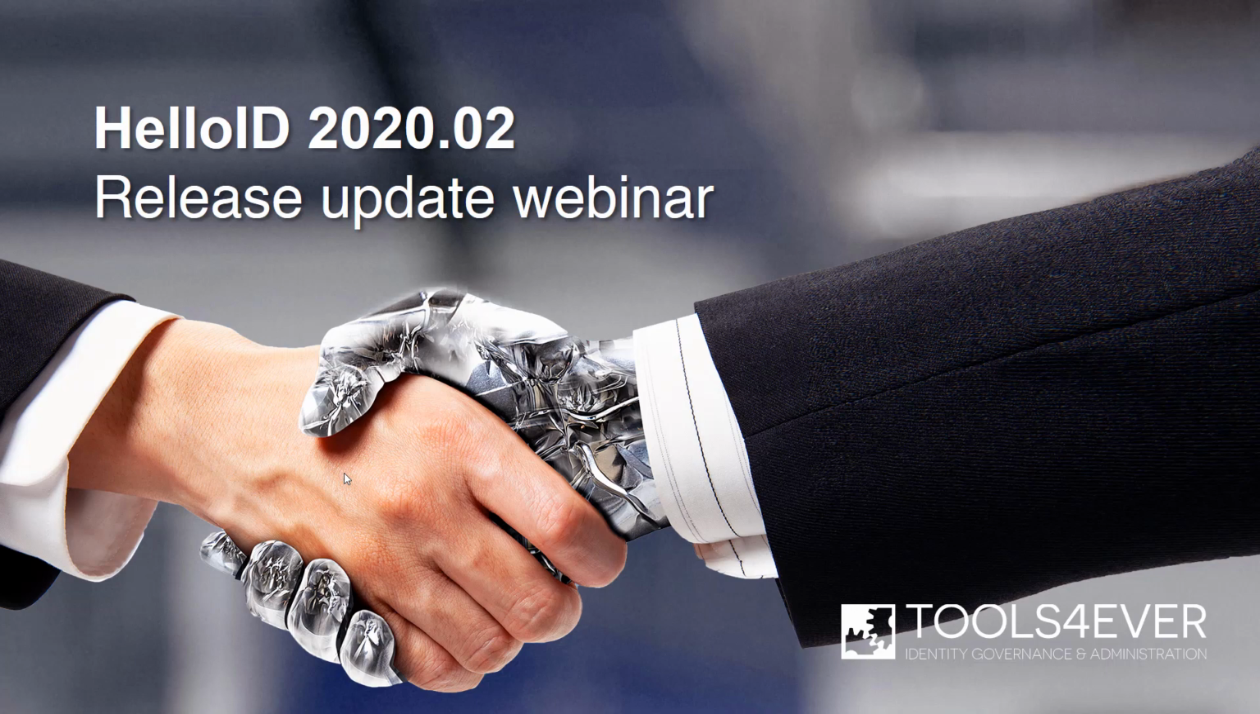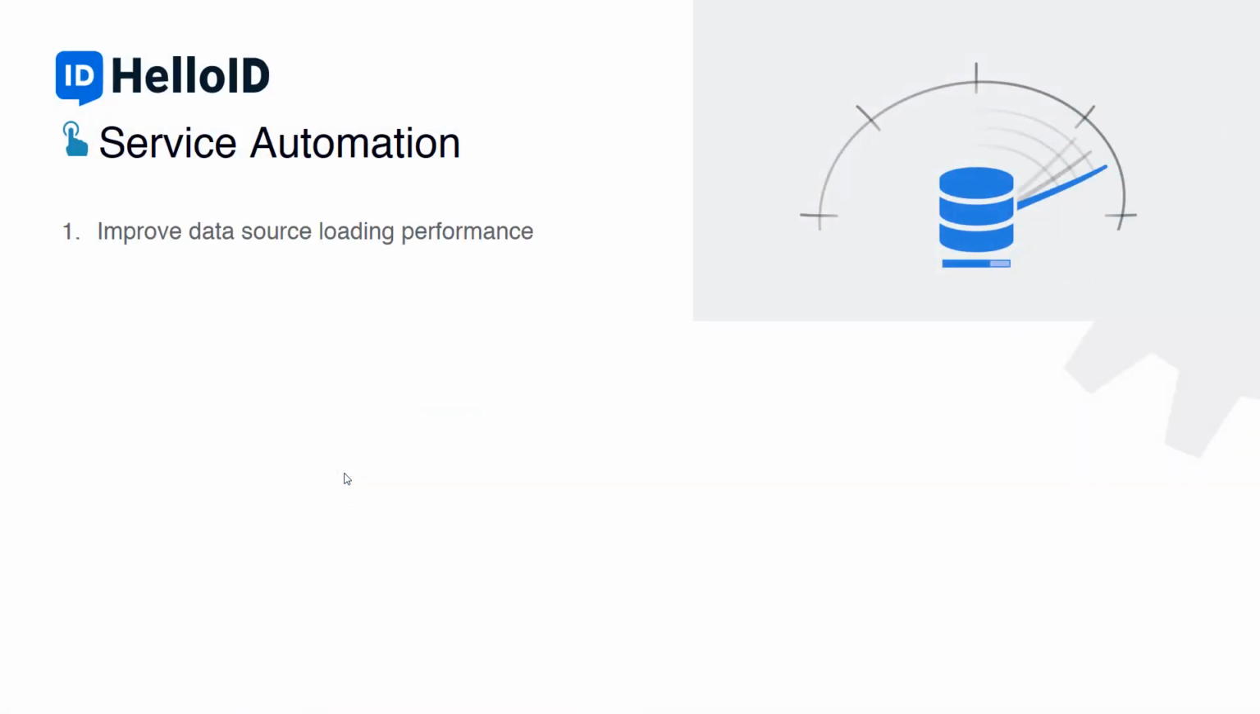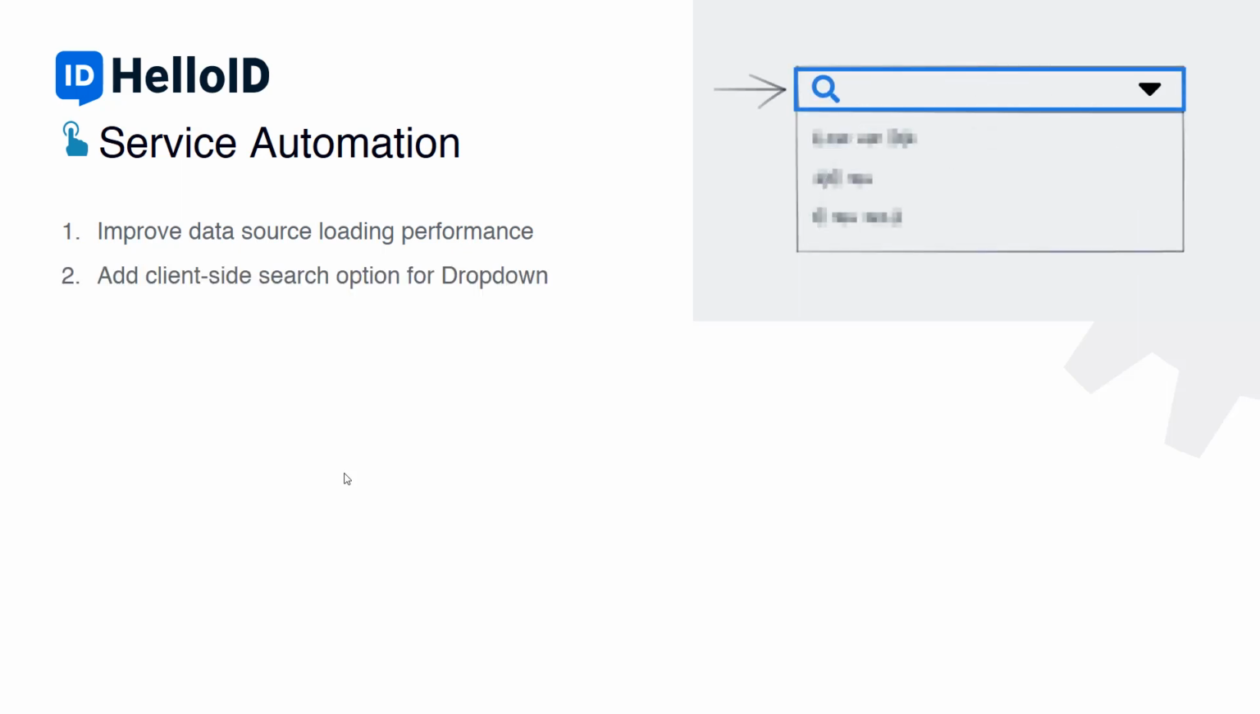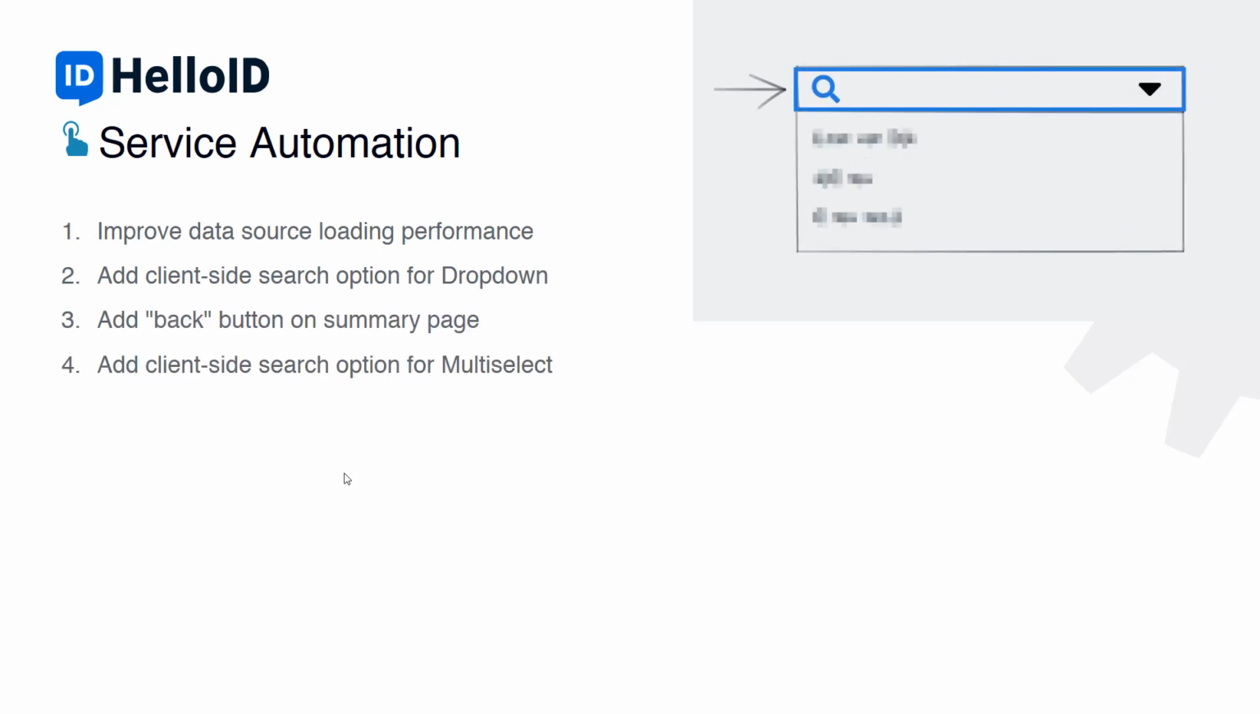Okay, first let me start with service automation. We improved the data source loading, and it's still slow, but it's better than it was, and we continue to improve the performance of the data source. Today it's not really as we'd like it to be. We are continuing to include search options in the different components. Now you have it in the dropdown, and you also have it in the multi-select.